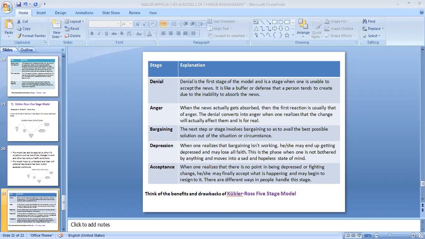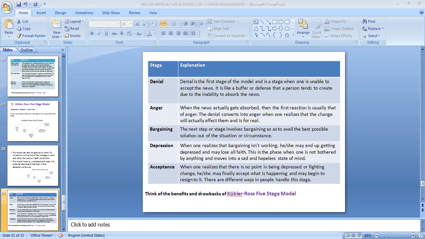And the second stage is anger. When the news actually gets absorbed, the first reaction is usually that of anger. So once you get, all right, this change is going to happen, you get angry. Okay, so finally you have absorbed the news. Yes, it's true that we have to embrace this, but the individual might react in anger. The denial converts into anger when one realizes that the change will actually affect them and is for real. One starts looking for someone to blame during this stage. So people keep on blaming because this change is going to happen, wondering what's going to happen to our jobs, will we be terminated. Likewise, they react in anger.